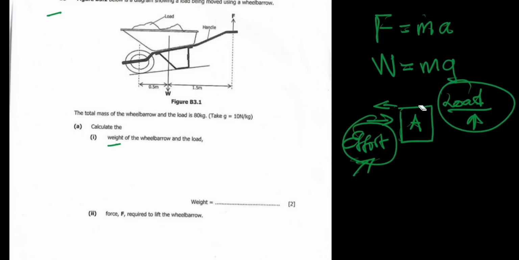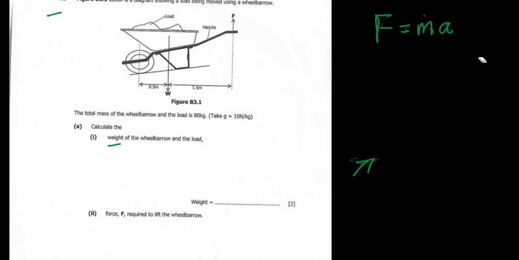So let's go ahead and see how we can find the value of weight in this particular case. Now, when you look at this wheelbarrow, notice that there is this upward force which you've used, which is the effort to lift this wheelbarrow. So the arrow is pointing upwards because you're trying to lift it.